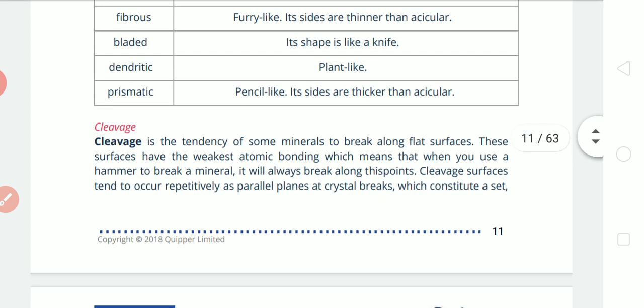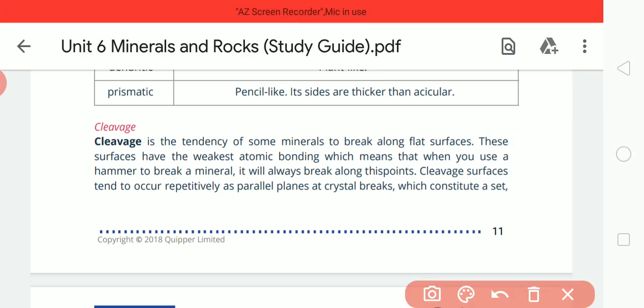Next one is cleavage. Now, when it comes to mineralogy, cleavage denotes another meaning. So, cleavage is the tendency of the minerals to break along flat surfaces. So, that means, class, cleavage refers to the way some minerals break along certain lines of weakness in their structure. These surfaces have the weakest atomic bonding, which means that when you use a hammer to break a mineral, it will always break along these points.